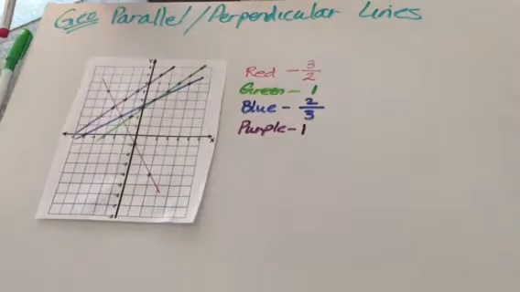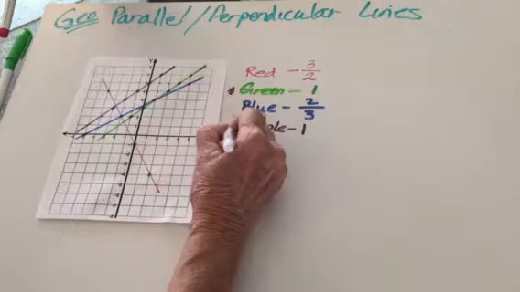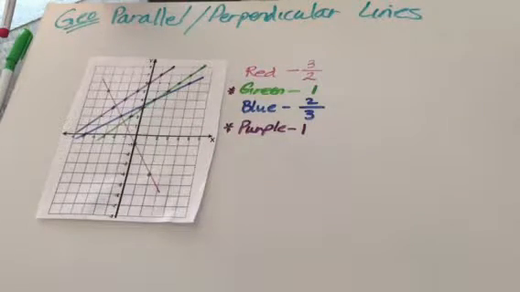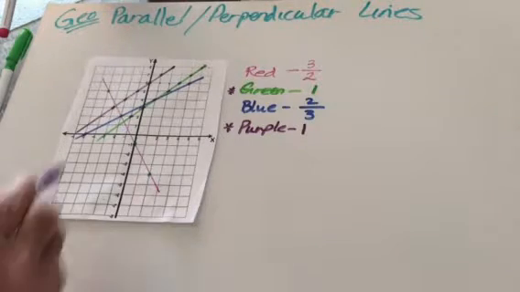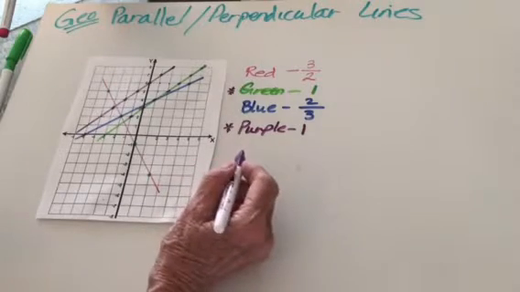Now, do you see any lines that have the same slope? Well, yeah, these two guys. So the green and the purple are parallel. By the way, they look parallel, don't they? Same slope. They look parallel, but guys, you can't always tell. So you do have to figure out the slope, because just because it looks like it is, it might not necessarily be.